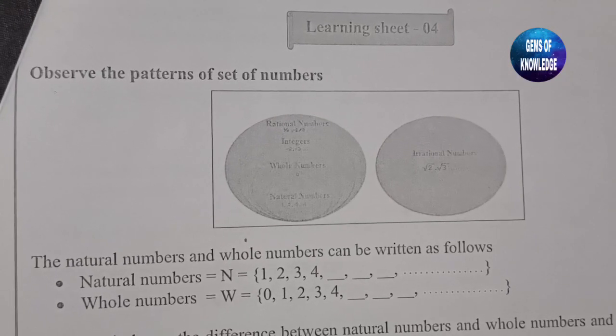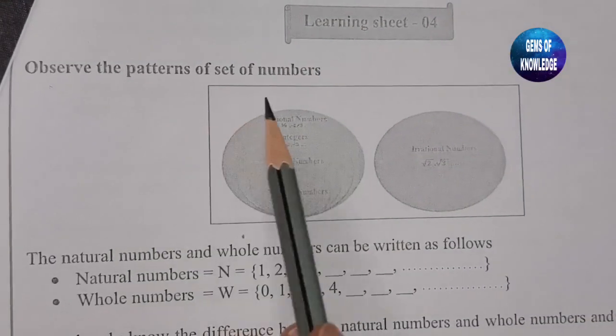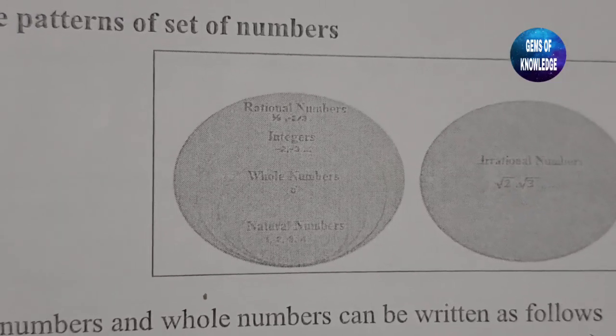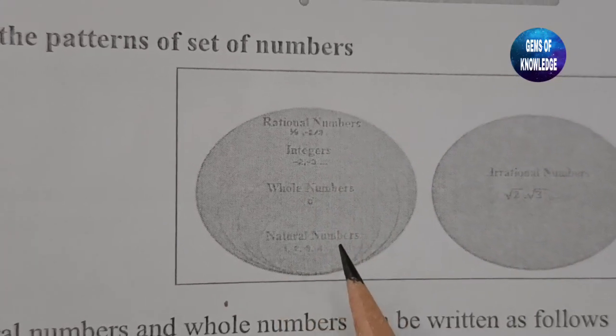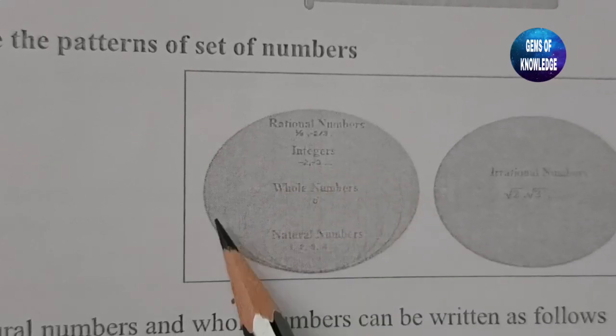Okay, so let's start with learning sheet number 4. Here you can see they have given: observe the pattern of sets of numbers. Some patterns of numbers are given. You can see the natural numbers are given, and in that the set of whole numbers is given, and again the integers are given.